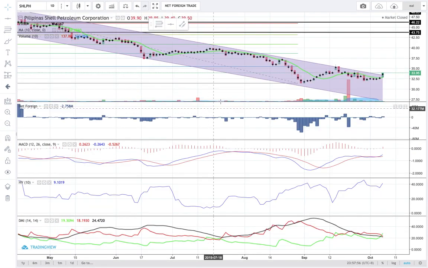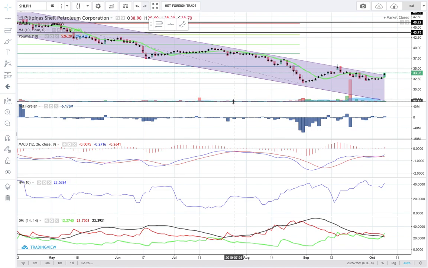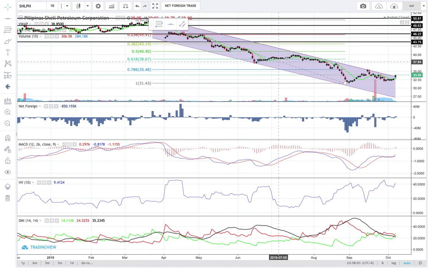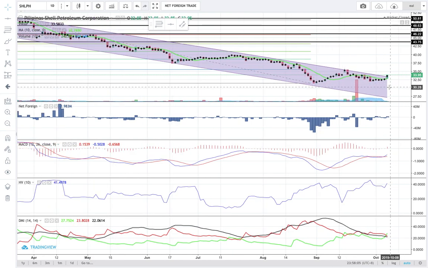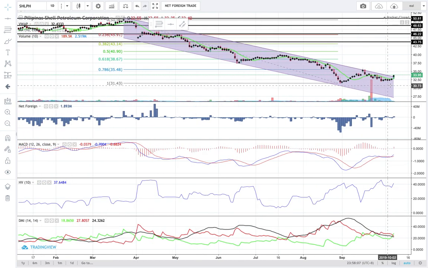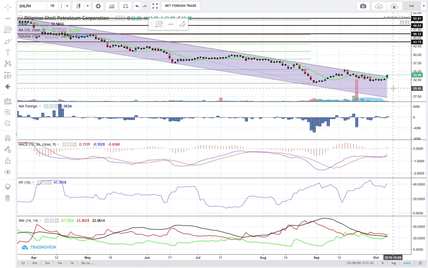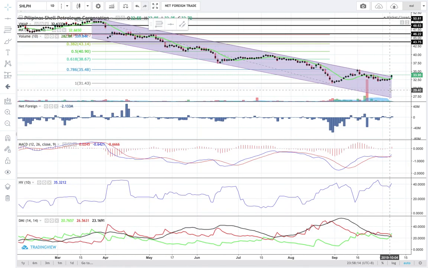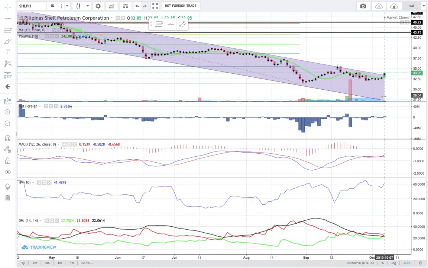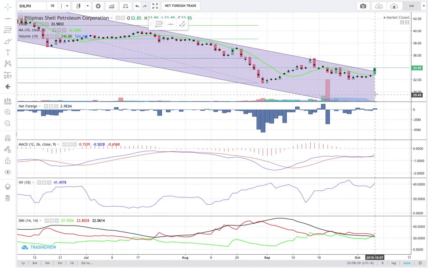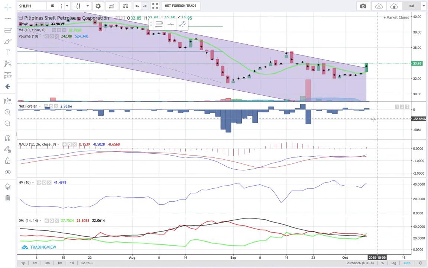Next, SHLPH. It closed today at 33.95. So I plotted here a downtrend channel. So technically speaking, it already broke above the downtrend channel. Slightly, just slightly above the downtrend channel. It broke above it, but not by a significant degree yet. So the 10 MACD combo is bullish. Foreign fundies registered a net foreign buying worth almost 3 million pesos today.